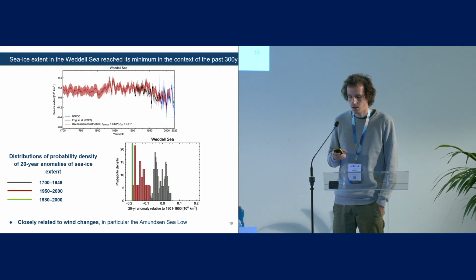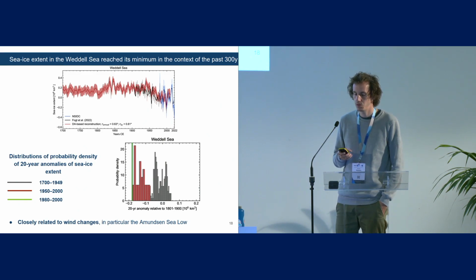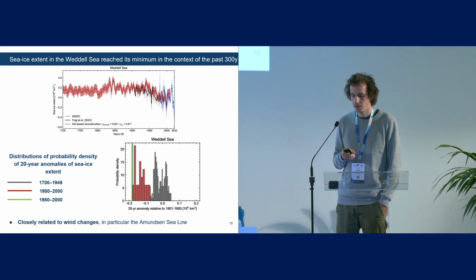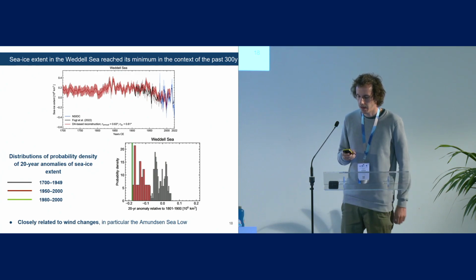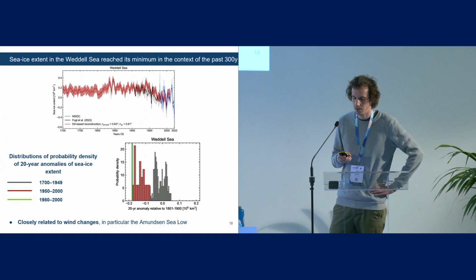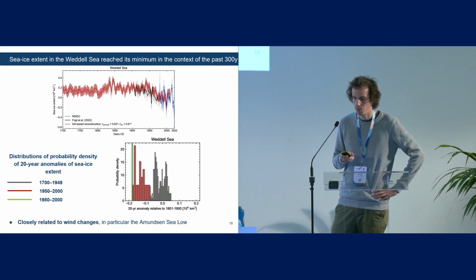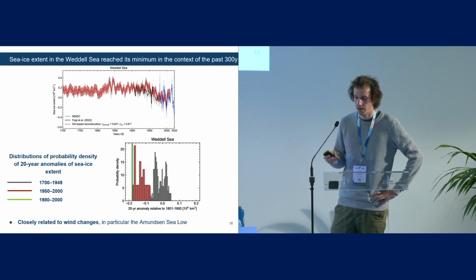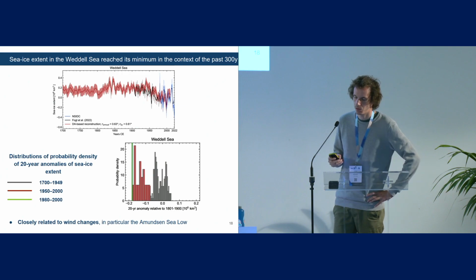About the variability, it's very closely related to the Amundsen Sea Low. We have very strong multidecadal variability, especially starting from the 19th century, and a very big decrease of sea ice extent from the 1940s. And when we look at the anomalies over 20 years, what we see is that the latest sea ice extent anomaly from our reconstruction is the lowest that we observe over the last 3 centuries.